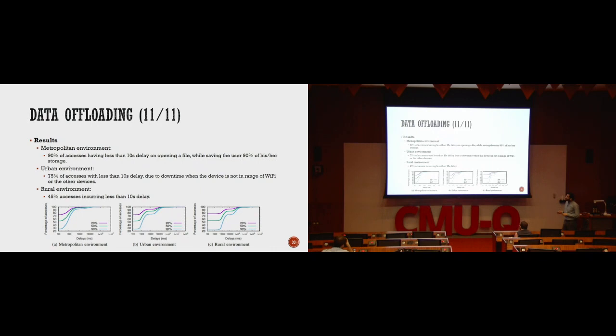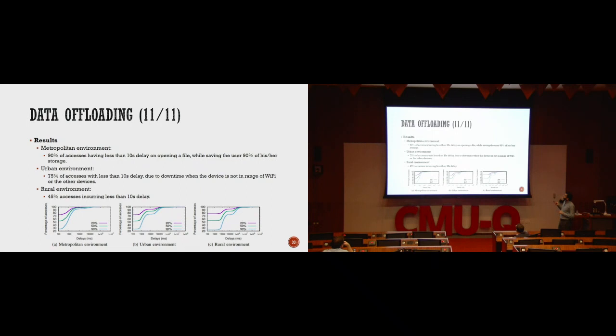So the results show that in the metropolitan environment, if I offload 90% of my files, I now know which of my files are popular and which are not, plus which devices are more accessible to me, which devices are popular and not popular. Based on that, I'll offload my files.